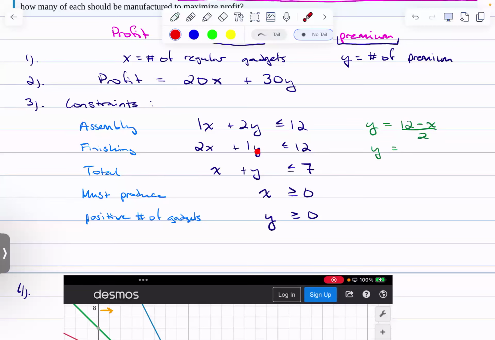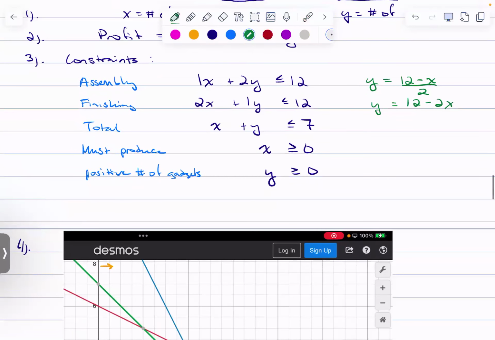This next one, if I solve for y and replace the inequality with an equal sign, I get 12 minus 2x. Hey, that looks good. That's the slope I wanted. I had a slope of -2. And then here I get y is 7 minus x. So if I rearrange them, all I really need is the slope of each of the lines, and then I can map them back.